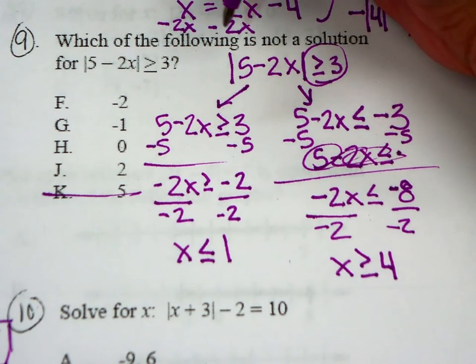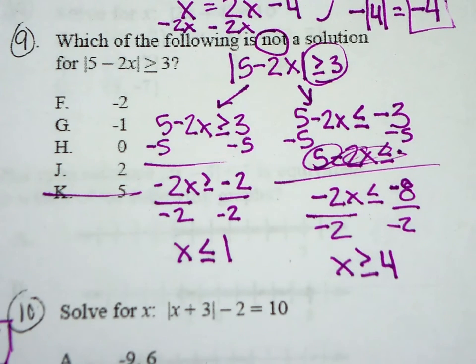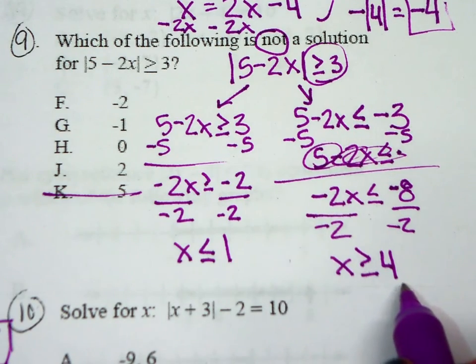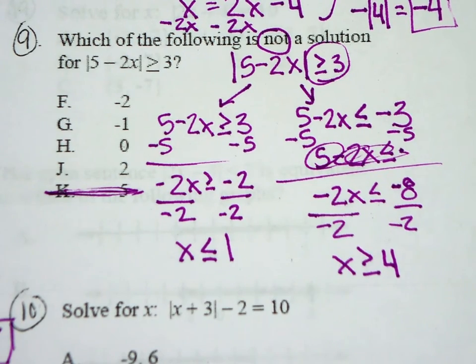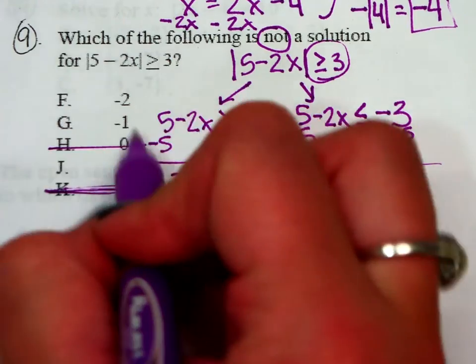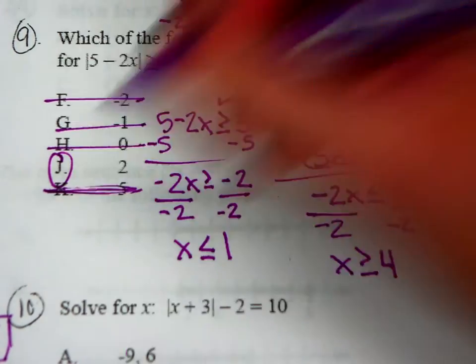So let's go ahead. We're looking for the one that is not a solution. So do not get confused on this problem, okay? X being greater than or equal to 4 makes 5 a solution. So I don't want it. And I'm looking for x being less than or equal to 1. 0, negative 1, and negative 2, those are all less than 1. The only one that's between is J, 2.